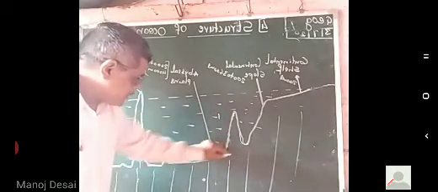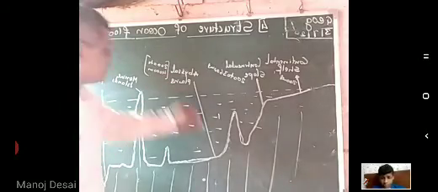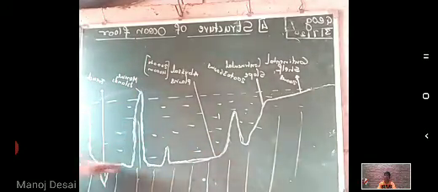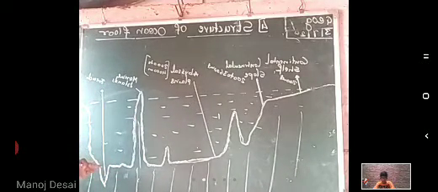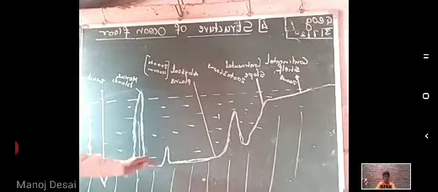But after this there is an abyssal plain. This is the abyssal plain. This is actually the floor of the sea. All these are abyssal plains.